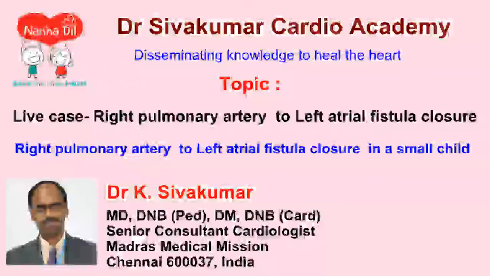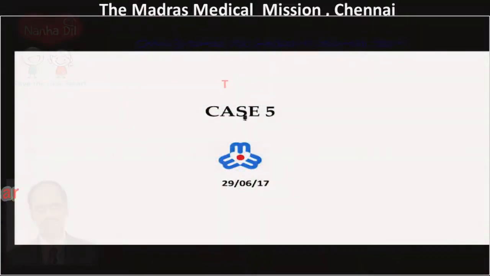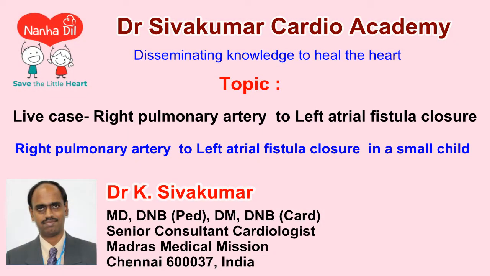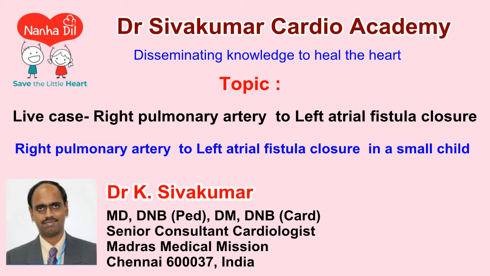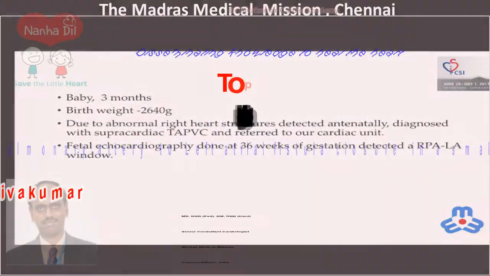Good afternoon, everybody. This is Sean. I'm going to be taking you through the clinical presentation of the next case. This is a baby 3 months of age, currently with a weight of 2.6 kilograms. Due to an abnormal right heart structure detected antenatally, the baby was diagnosed with supracardiac TAPVC and referred to our cardiac unit here at M Hospital. Subsequently, here at our hospital, a fetal echocardiography done at 36 weeks of gestation detected an RPA to LA window.